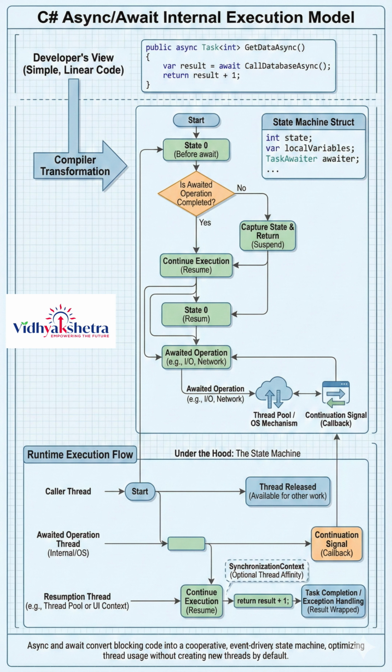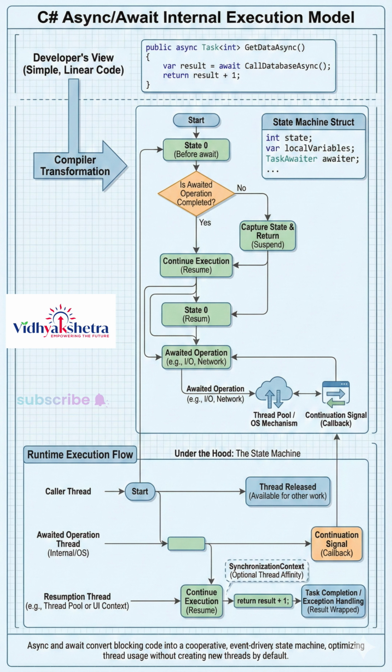If the awaited operation, such as a database call, file I/O, or HTTP request, is already completed, execution continues immediately without suspension. However, if the operation is not completed, the state machine captures the current execution state, including local variables and the current instruction position. At this moment, the method returns control to the caller without blocking the thread.